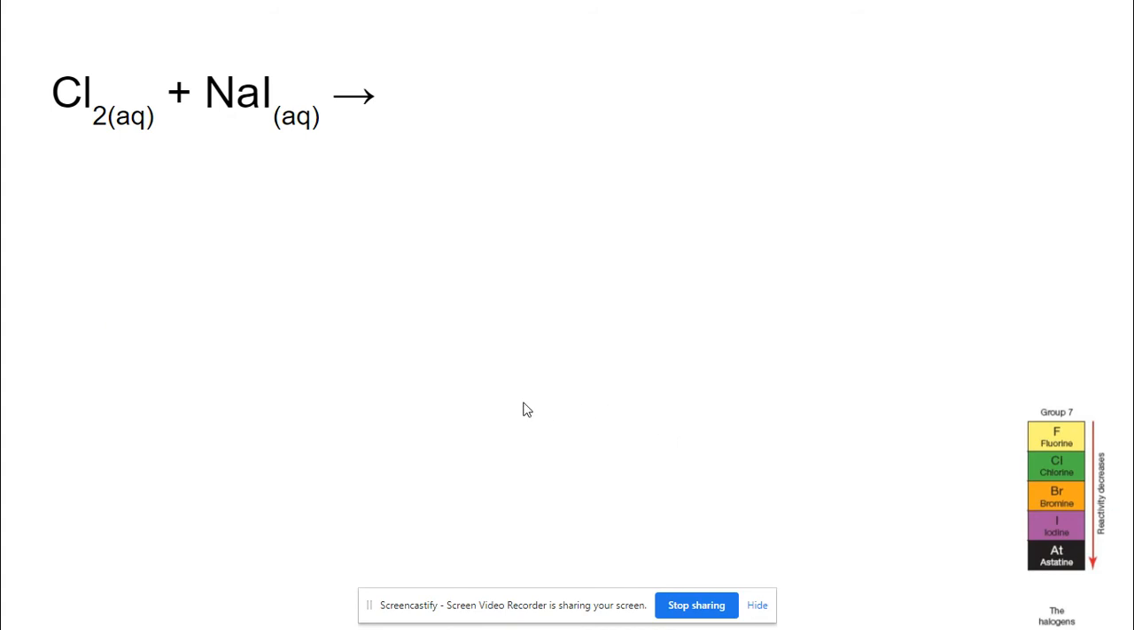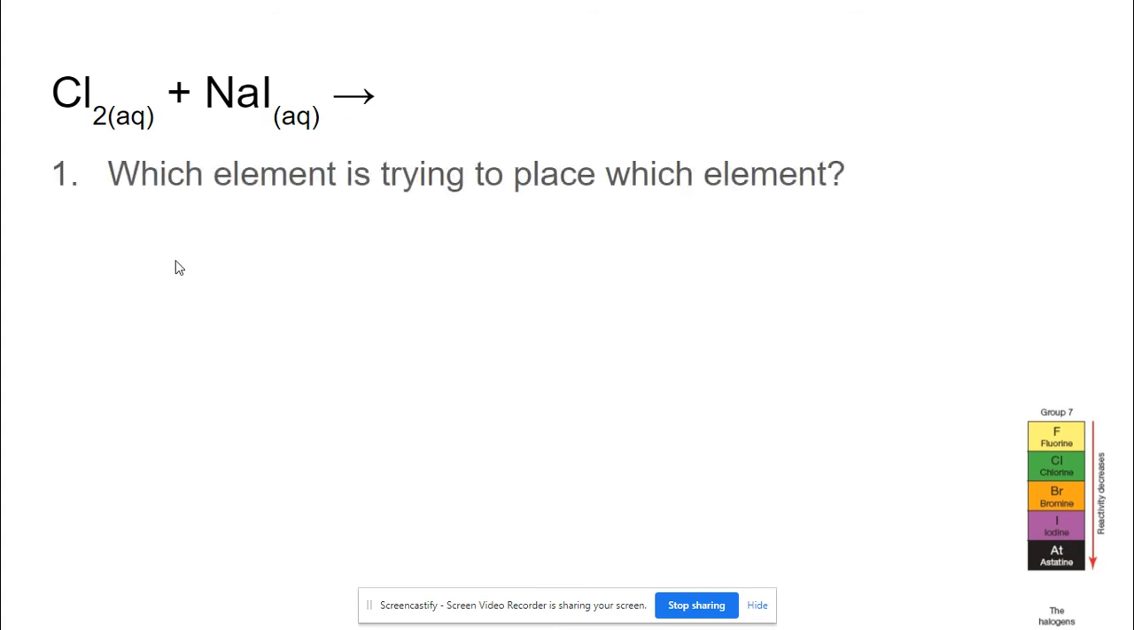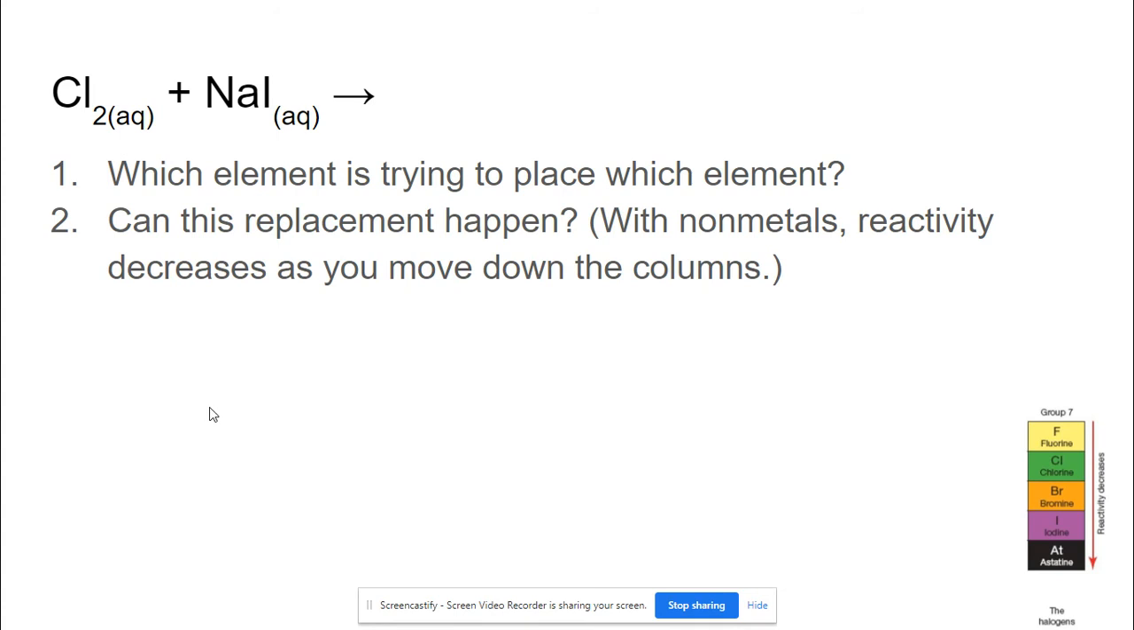Now, let's take a look at an example where our single element is not a metal, it's a nonmetal. We have chlorine, which is diatomic, so it's written as Cl2, combining with sodium iodide. So we have to ask ourselves again, what element is trying to replace what element? In this case, chlorine is going to attempt to replace iodine. This is a nonmetal, it can only replace the nonmetal.